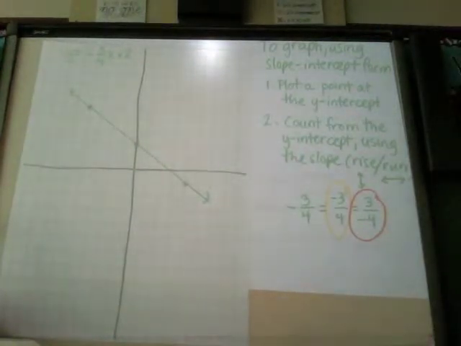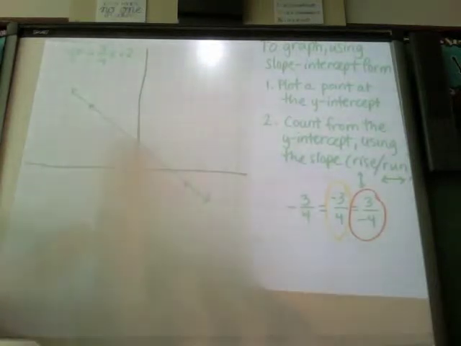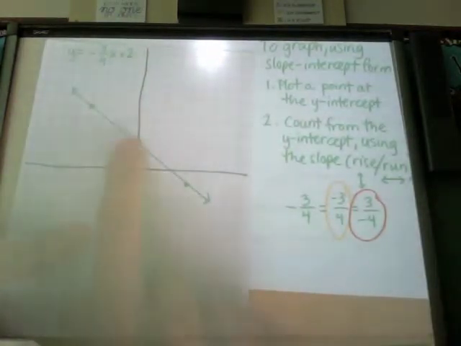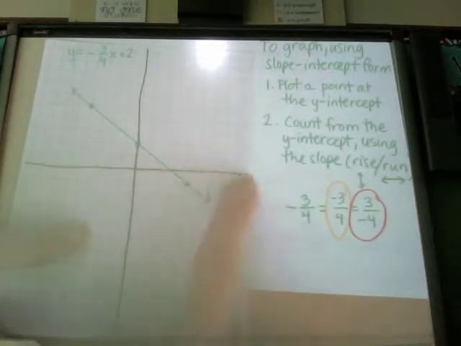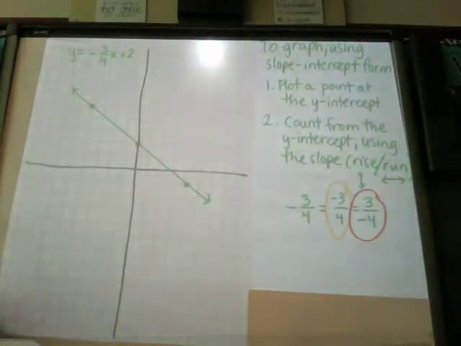Any questions on what I did there, how I got from one point to the other? The important thing, remember, rise is the top number. That's up and down, right? So negative 3 or positive 3. Run, the bottom number, is horizontal, across the x-axis, in a positive or negative direction.